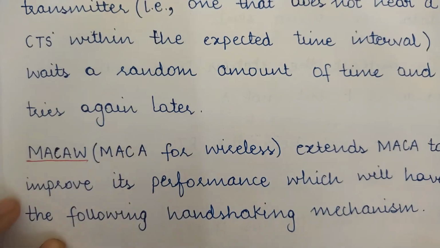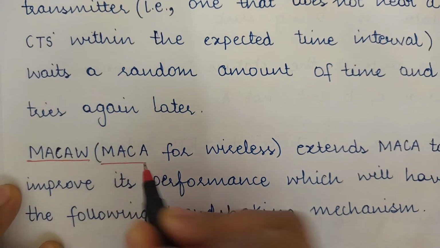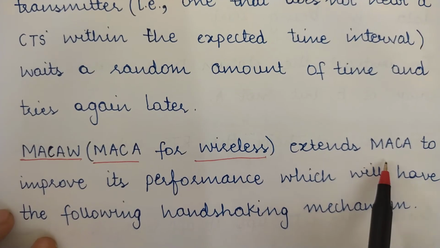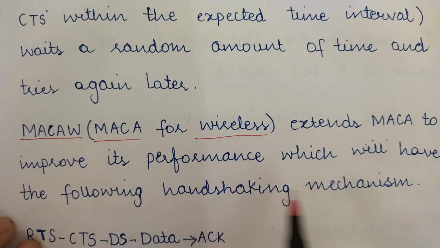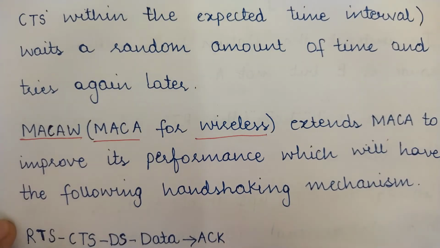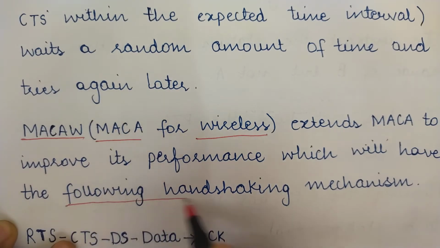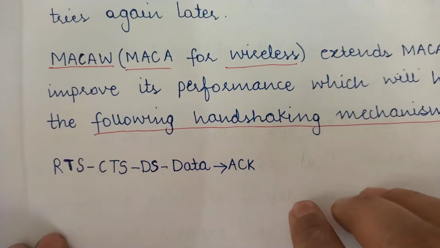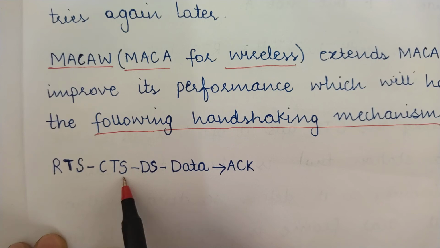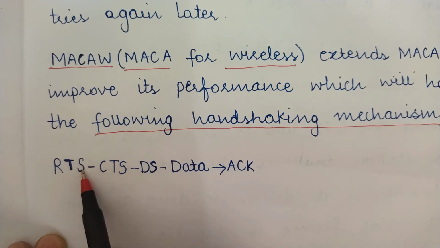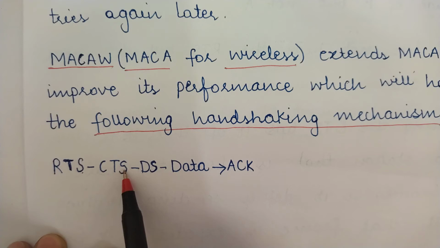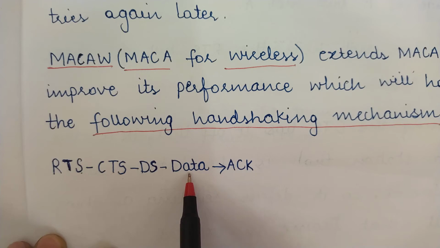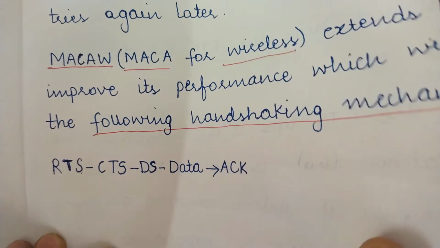Now let's look at MACAW. Basically, MACAW stands for MACA for wireless. So this extends MACA to improve its performance. So what is the handshaking mechanism which is used in MACA? There is an RTS which is sent, then a CTS is sent back. The sender sends the RTS, the receiver sends the CTS. After that, the DS is sent, then the actual data is sent, and then an acknowledgement is sent.